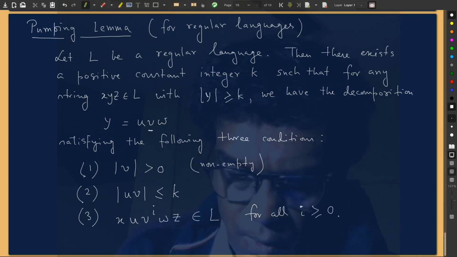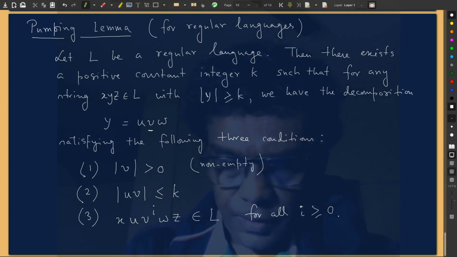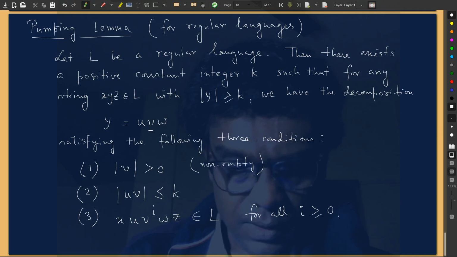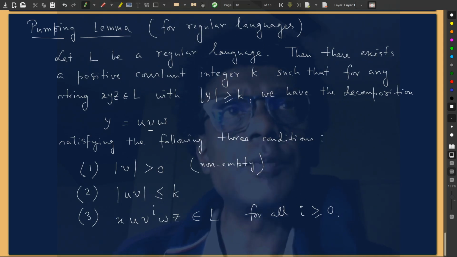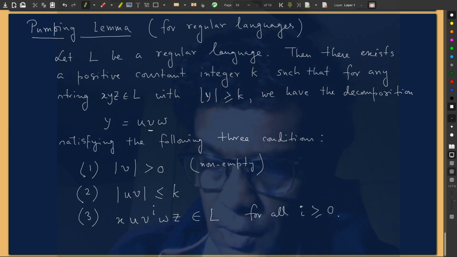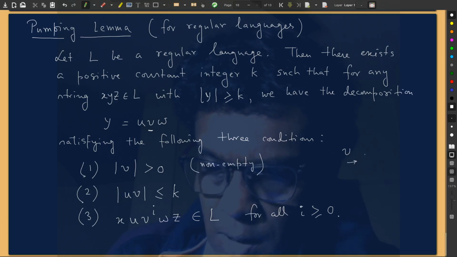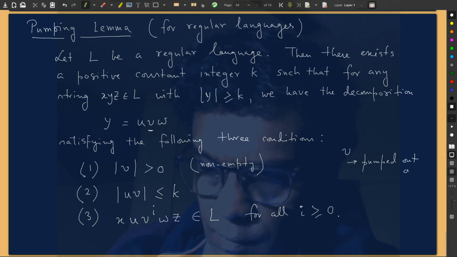Okay. So I'm not going to form a proof of this. So this v part you can pump in or pump out. You can pump out only once, and you can pump in as many times as you want. So v can be pumped out once or pumped in as many times as you want.